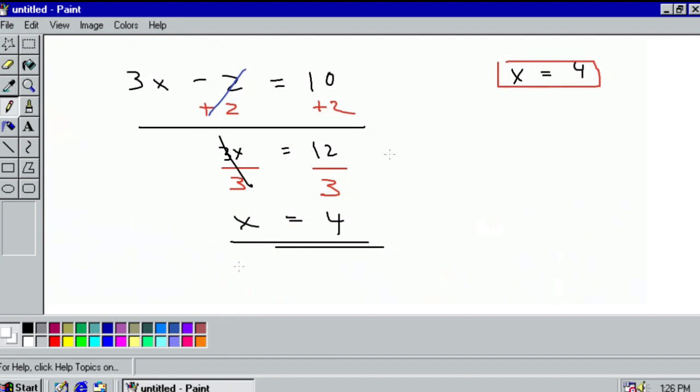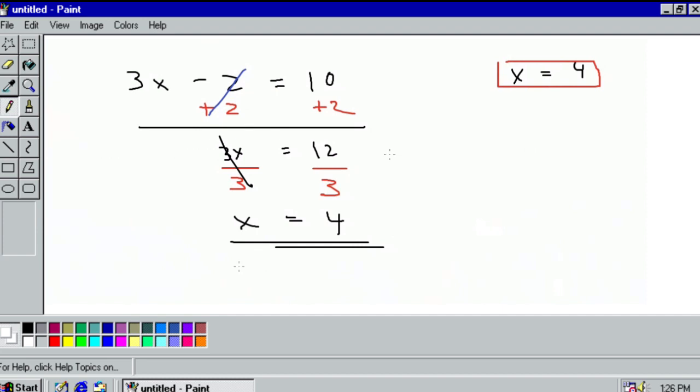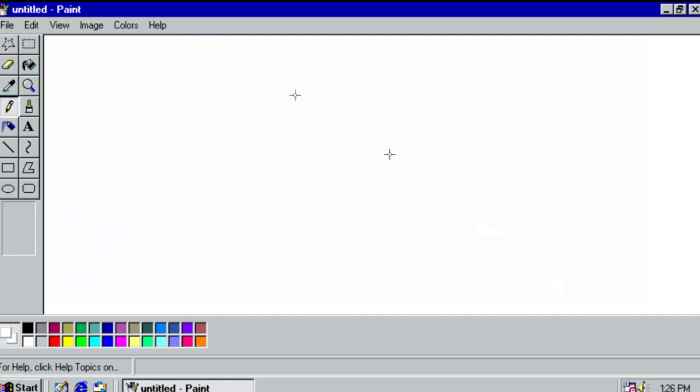So we remember from Algebra 1 that the 5 steps of solving simple equations with one variable are: eliminate the parentheses, add like terms on both sides, eliminate the variable on one side or the other, then eliminate the constant term on the side with a variable and eliminate the coefficient of the variable. Now, let's use the steps I said in this example.